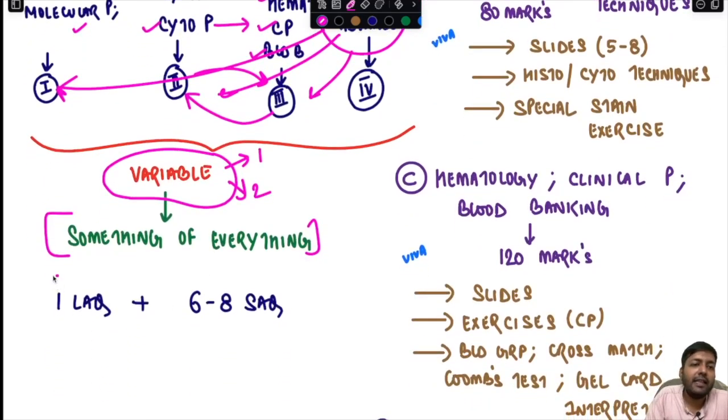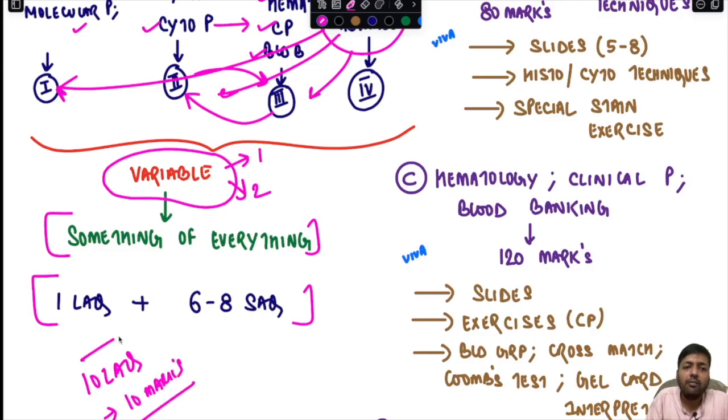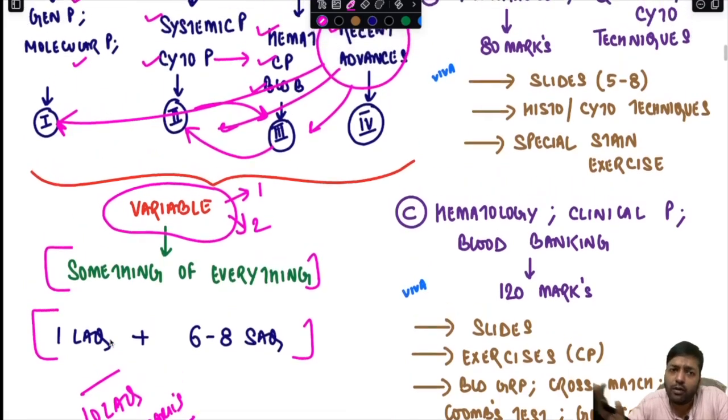Now NMC is saying that the paper pattern is that there should be 1 long answer question and 6 to 8 short answer questions. Now this might vary according to your university, and you should follow what is followed in your university. For example, in our West Bengal University of Health Sciences, they used to give 10 long answer questions. Each long answer question was 10 marks. Now, it might be completely different in your university. So this is the NMC guideline. Your university may not be following the NMC guideline, so you follow the pattern that is coming repetitively in your university.